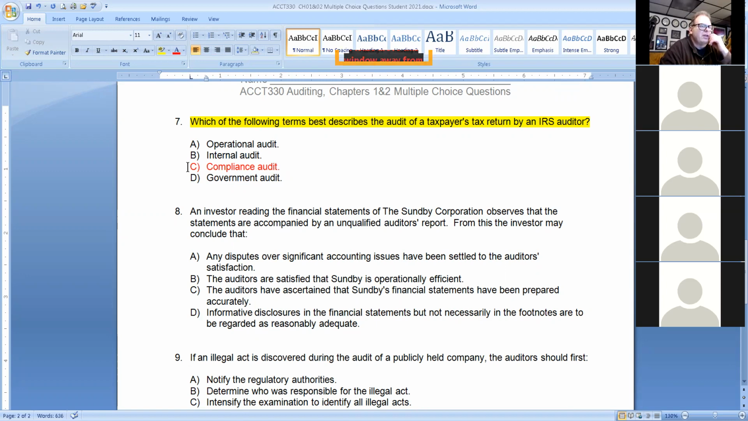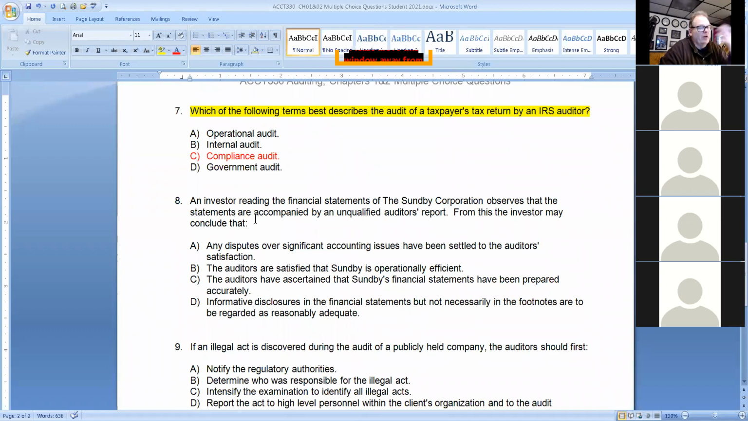Are you complying with the tax code? They're looking at whether you're complying with the tax code. So it's actually a compliance audit. Government audits are usually audits of government. The city of Chicago is the government, so that's going to be a governmental audit. Those are types of government audits, of either local or state governments themselves or agencies of the government. Okay.